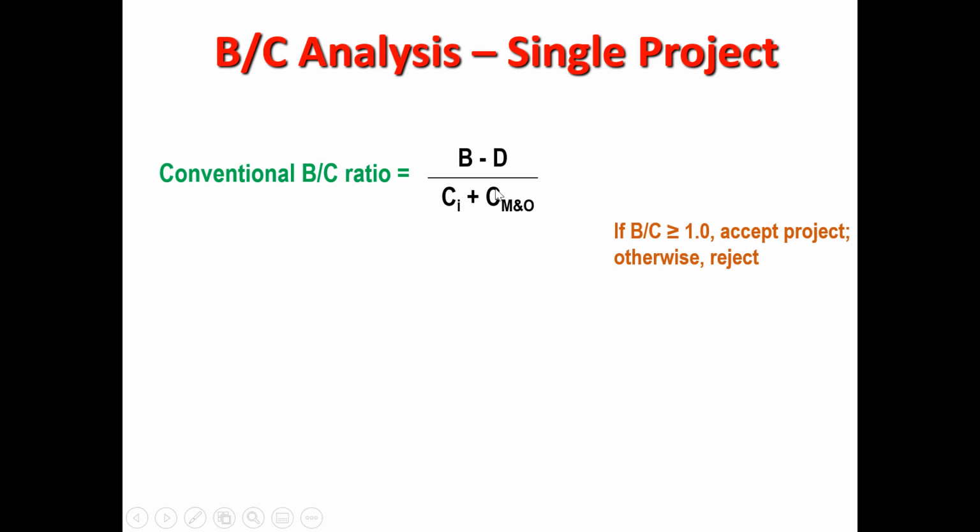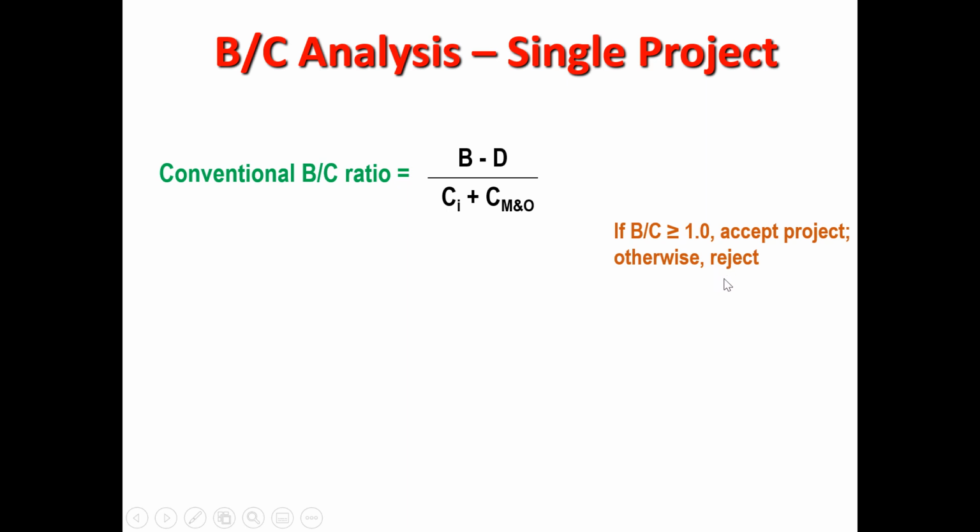And so remember that the initial costs will usually be present, and maintenance and operation will usually be recurring, and so you'd need to convert the maintenance and operation to a present basis to add it together. Now the decision criteria is here. If the ratio is greater than or equal to 1, accept the project. Otherwise, meaning if the ratio is less than 1, then you should reject the project.